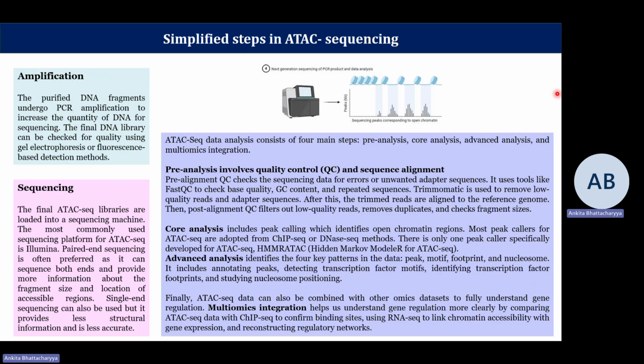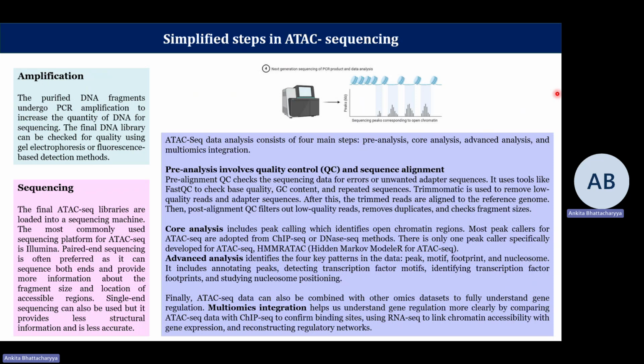Trimmomatic is now used to remove low quality reads and low quality adapter sequences, after which trimmed reads are aligned to the reference genome. And after alignment, QC helps in filtering out those low quality reads, removing any duplicates, and checking the fragment size. Then comes your actual analysis.